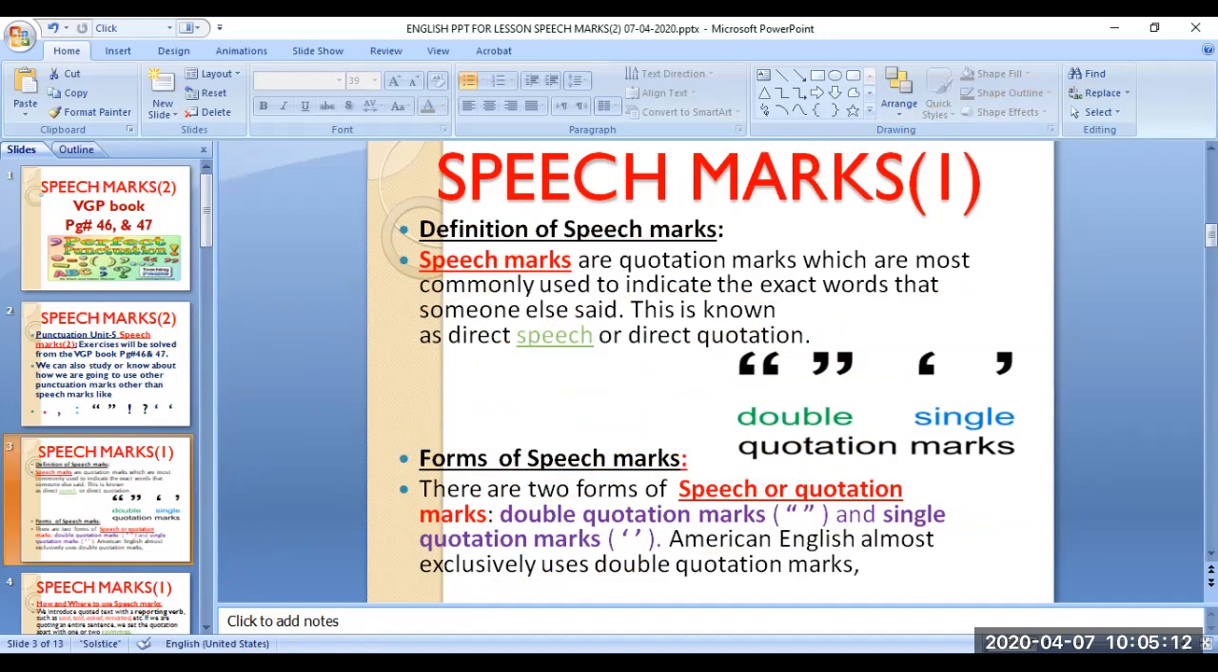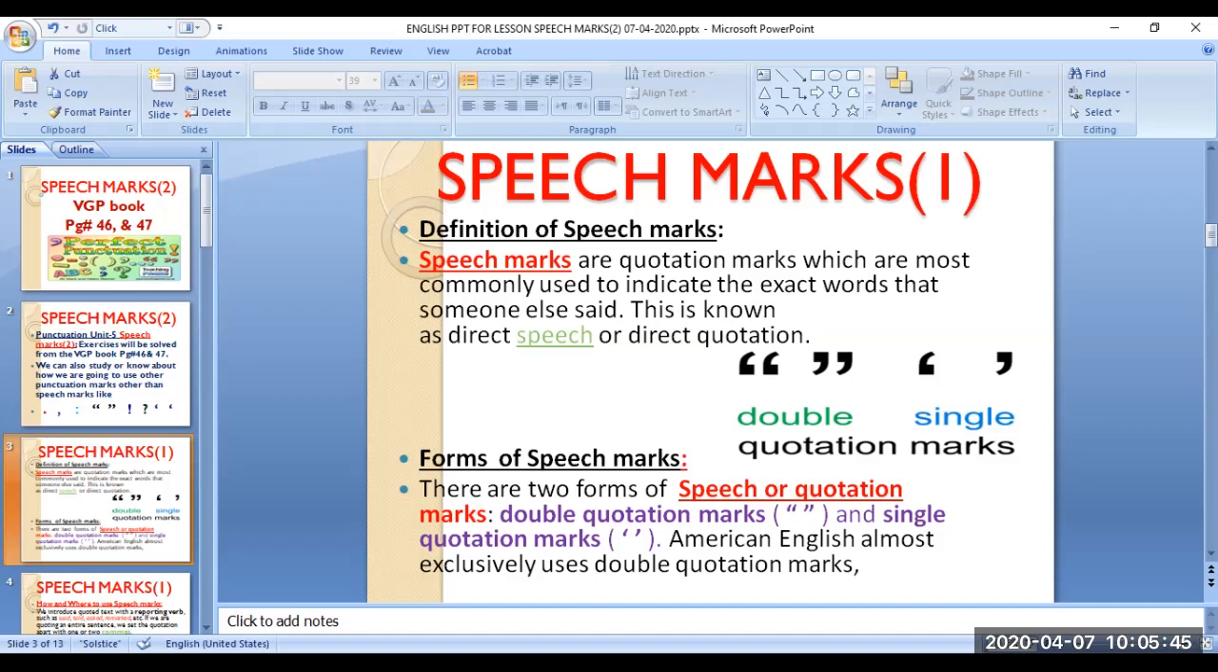Definition of speech marks. You can see the definition of speech marks. Yesterday also I showed you; again, we are going to review. Speech marks are quotation marks which are most commonly used to indicate the exact words that someone else said. This is known as direct speech or direct quotation. You can see the double inverted commas and also the single inverted commas. The double inverted commas are also known as quotation marks, and the single inverted comma is also known as a single quotation mark.